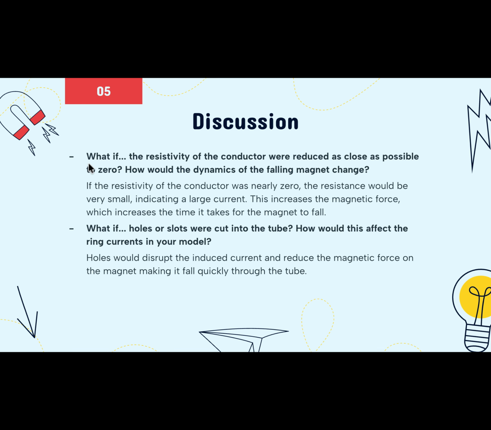Okay, so our discussion questions are: what if the resistivity of the conductor were reduced as close as possible to zero? How would the dynamics of the falling magnet change? Well, if it was close to zero, then the resistance would be very small, indicating a large current, and this increases the magnetic force, which increases the time it takes for the magnet to fall. What if there were holes cut into the tube, and how would this affect your ring's current in the model? Well, holes would disrupt the induced current and reduce the magnetic force on the magnet, making it fall quickly through the tube.